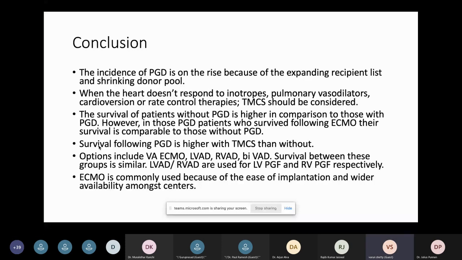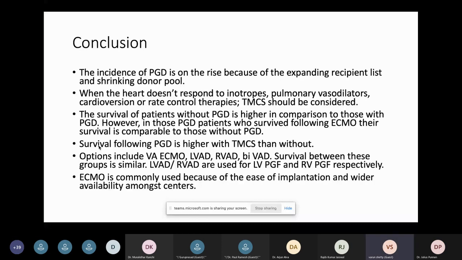When the heart does not respond to inotropes, pulmonary vasodilators, or cardioversion, temporary mechanical circulatory assist should be decided. Now, the choice of ECMO or VAD is up to the center's experience. The survival of patients without PGD is higher in comparison to those with PGD. However, in those patients who have survived ECMO, their survival is comparable to those without PGD. Survival in those patients who have been salvaged with temporary circulatory support tends to be higher.